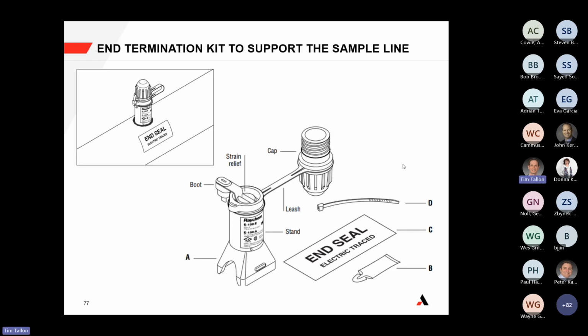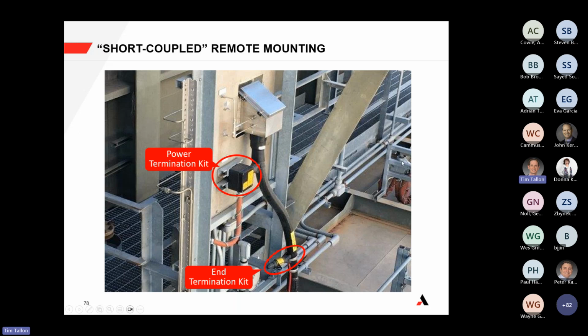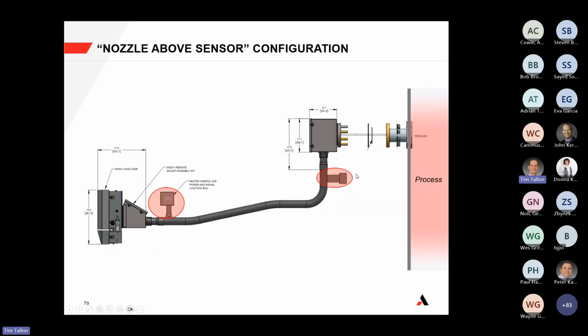Thank you. All right, so as you think about that, when we go back to the short couple example I keep going back to, you can see the power termination kit here on the respective rack, and then you can also see the end termination kit. Just to give you some visual examples. So just something to think about. It's just a part of the heated sample line system.